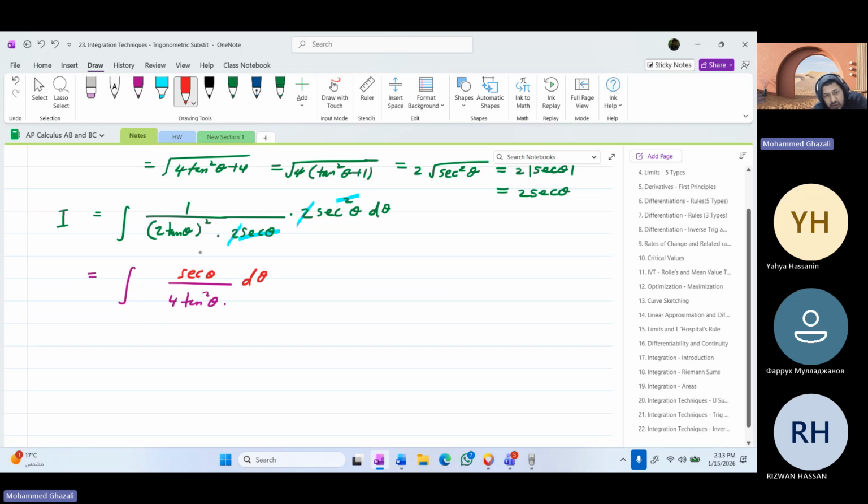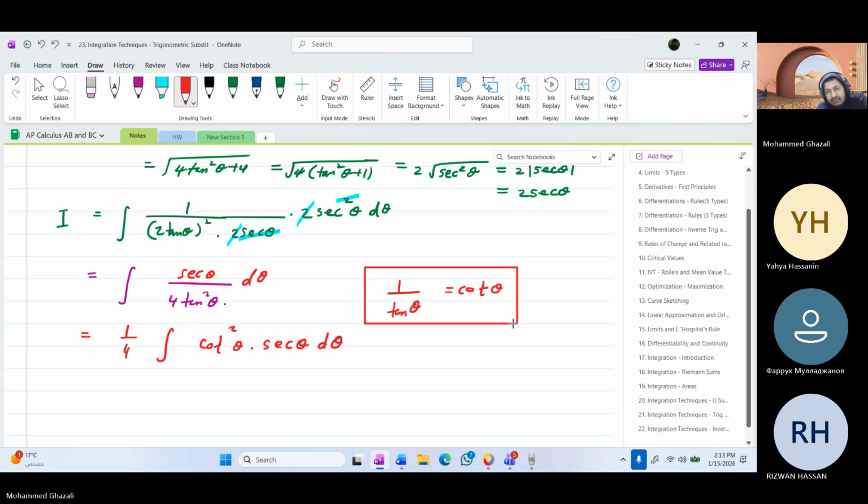We can move the tan squared on top. What is 1 over tan squared? So let's move the quarter out. Right, 1 over tan squared is cot squared, is it? Yeah, remember 1 over tan is cot. Reciprocal identities, all right? So that's what we did now.